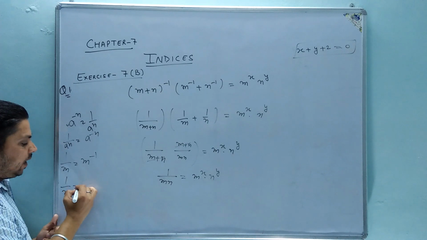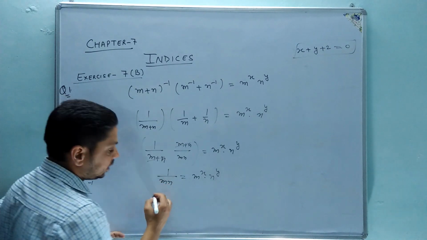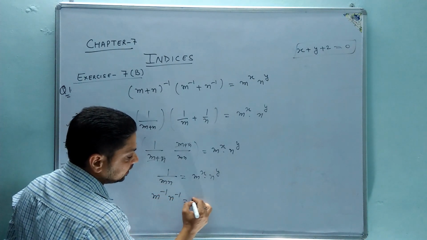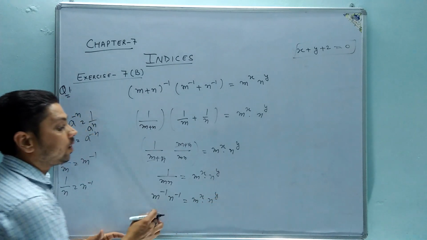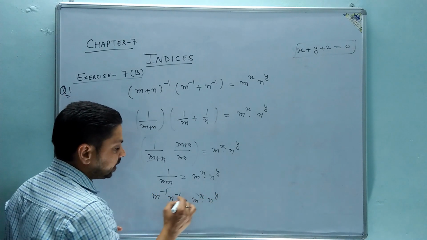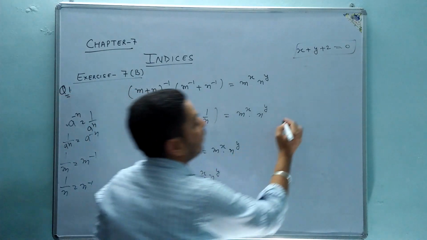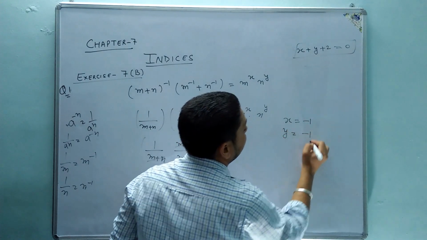Similarly, 1 over n can be written as n raised to power minus 1. So apply this property here: m raised to power minus 1, n raised to power minus 1 is equal to m raised to power x, n raised to power y. On comparing this, we have x is equal to minus 1, y is equal to minus 1. We have the value of x is equal to minus 1, y is equal to minus 1.